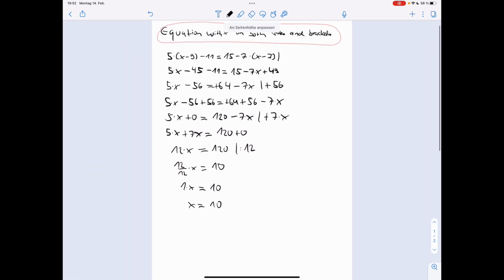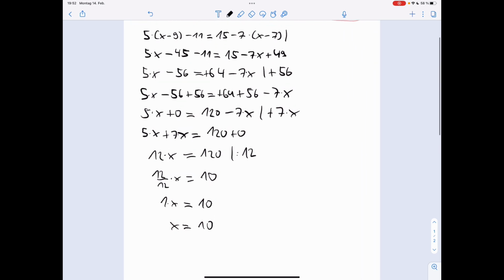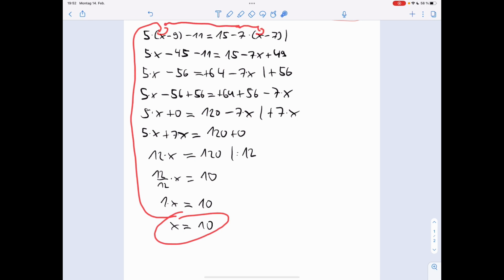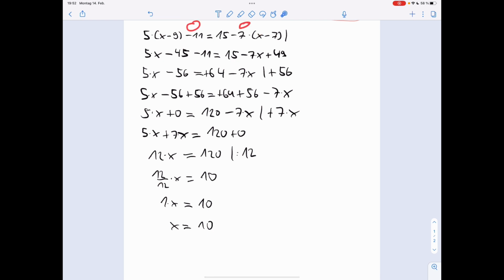If you want to make sure that it's really the correct solution, you can insert this x here and here, and then you have to make sure that the left side is equal to the right side, but in our case that's true.